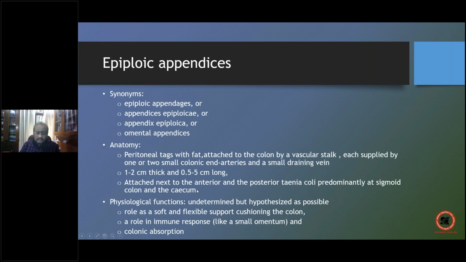So the maximum number of tinea would be identifiable in the sigmoid and cecum. That doesn't mean they are not found in other parts of the colon. They are, but the maximum concentration would be in the sigmoid and the cecum. Now, do they have any function?